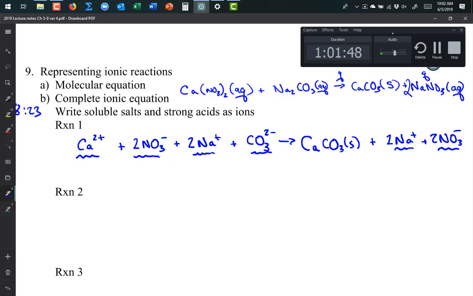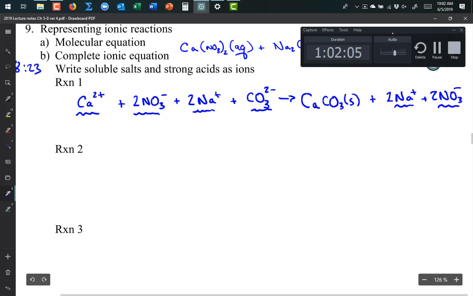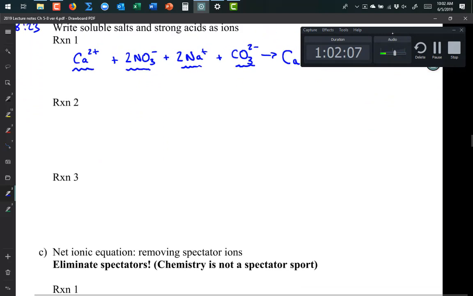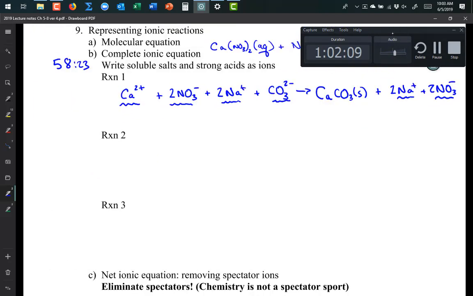It's like the subscripts on the nitrates, other than the three there, but the two that I have for the reactant, that went away. The subscript with sodium and the product went away, or the reactant went away as well. Now, what we're going to do from this is actually write something called the net ionic equation.